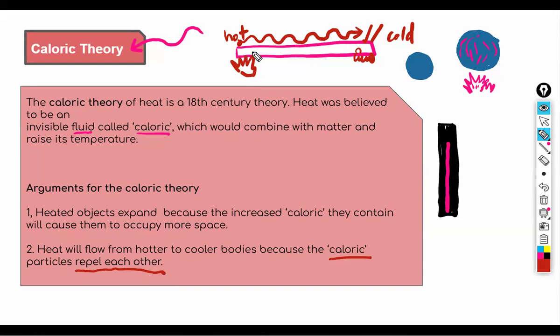So when you have caloric, it's like two north poles of a magnet. North and north will repel. The same thing with caloric. They thought all the particles of caloric repelled each other. So they would push each other away, and the direction they would push each other away was from hot towards the cold region. Now, we all know that in this day and age, this is nonsense, right?